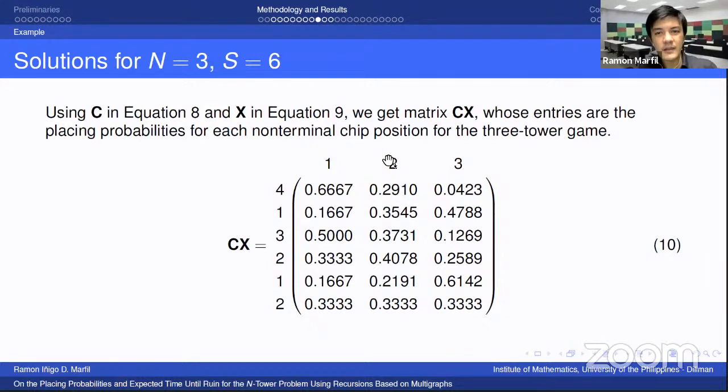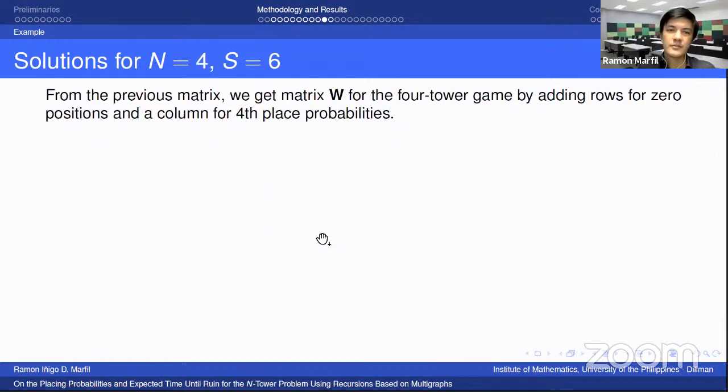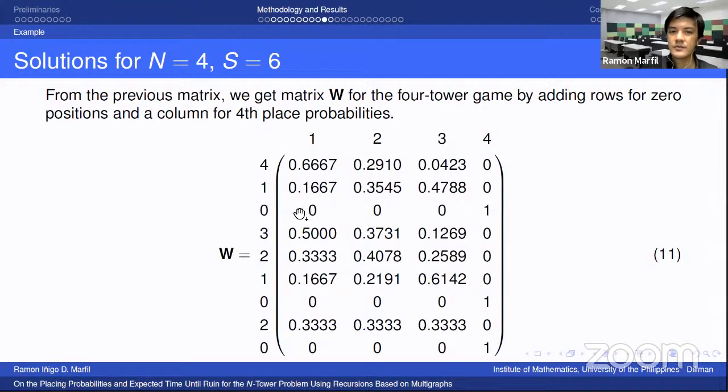Ngayon, iaakyat natin to para ma-solve yung four-tower game. So from the previous matrix, we get the matrix W for the four-tower game by adding rows for 0 positions and a column for fourth place probabilities. So kapag meron kayong 0 dito sa four-tower game, ibig sabihin siya yung nag-fourth place doon sa state na yon. So kaya 1 yung probability niya of placing fourth.